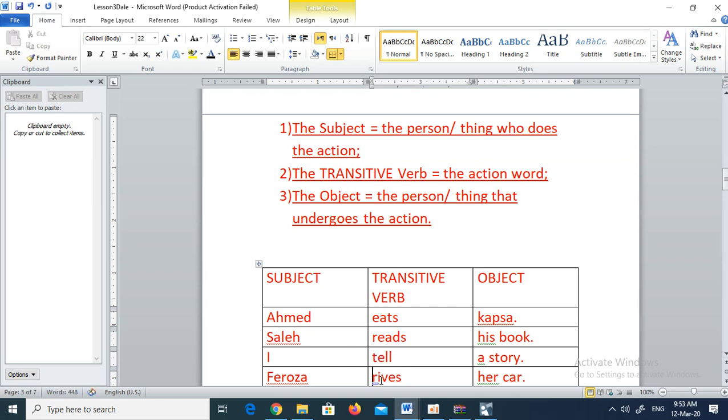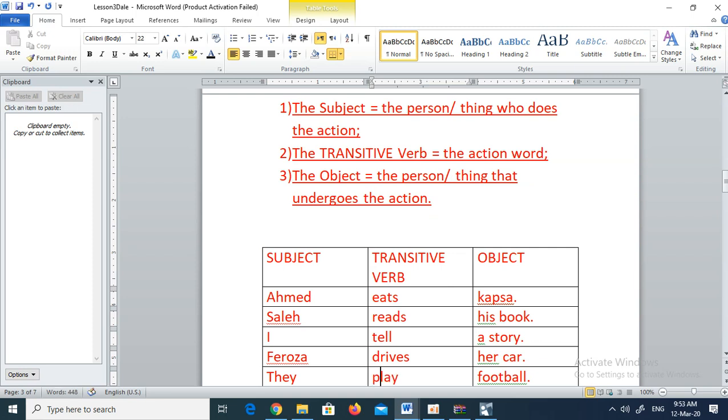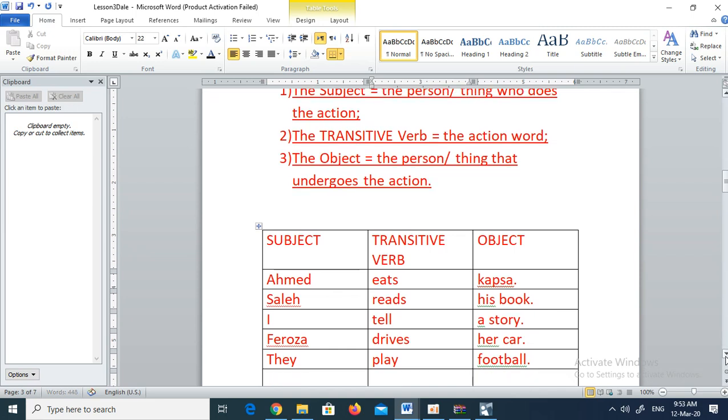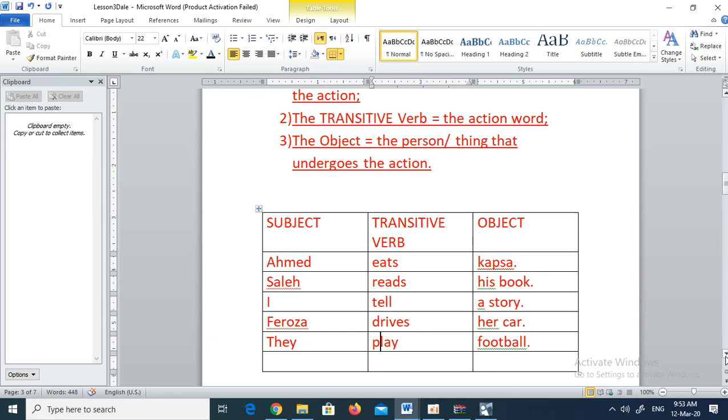So if we look at these examples, if you look at example number 1, Ahmed is doing the action, so Ahmed is the subject. Eats is the verb, it is the action that he does, and the object of that verb is kapsa. Kapsa is the thing that he is eating. If we look at example number 2, Sali is doing the action, so he is the subject. The action itself is reads, that is our verb, and the object is his book. His book is undergoing the action. If you look at the last example, the subject is they. The action they are doing is to play, so our verb is play, and what they are playing is football.